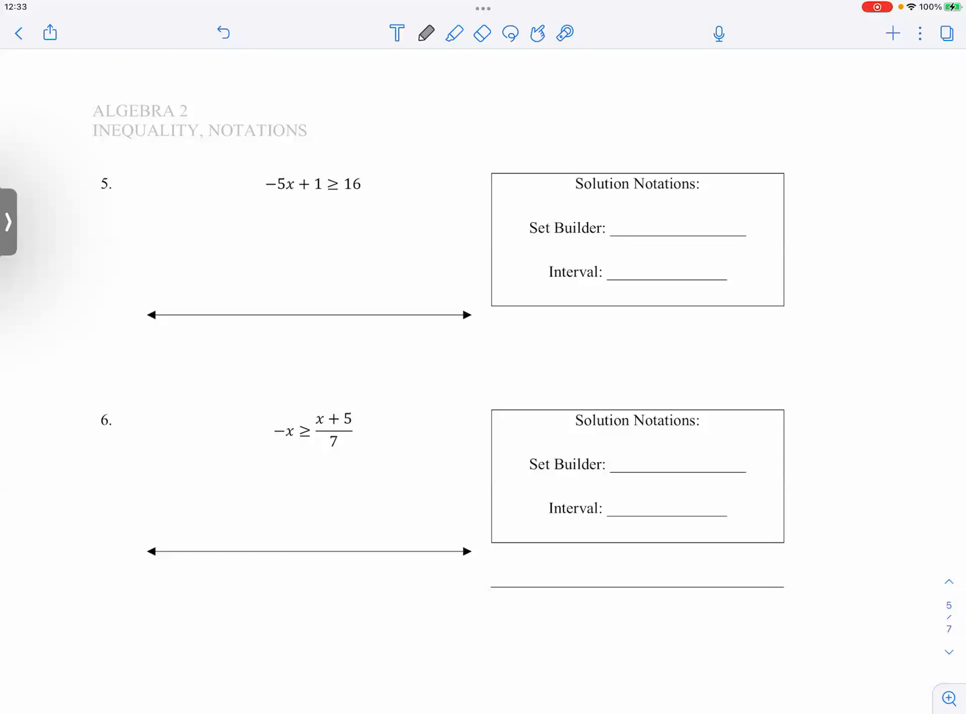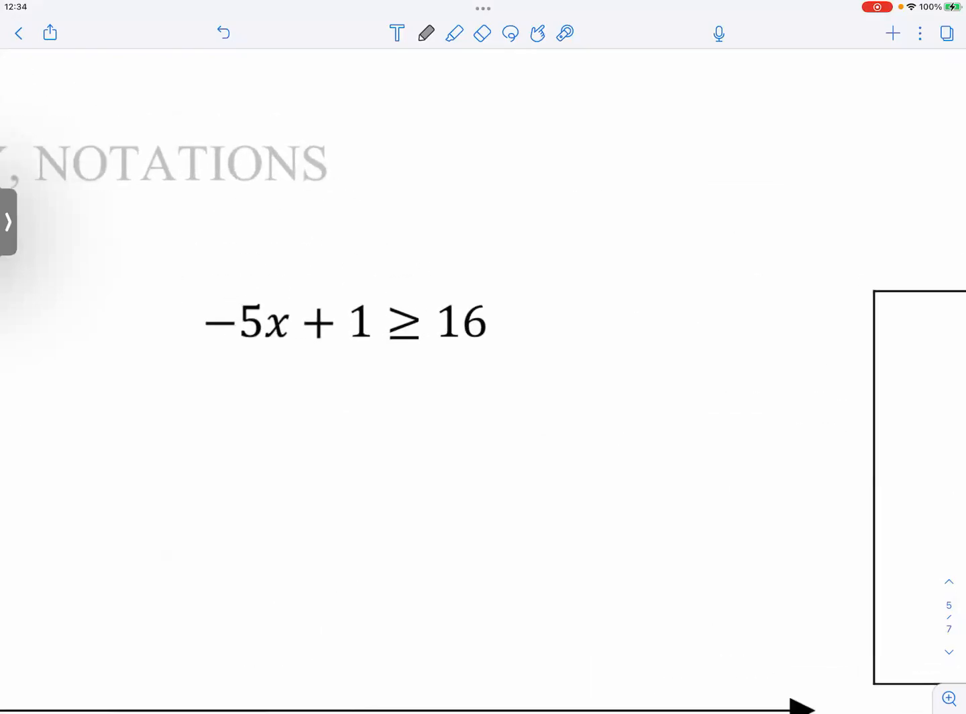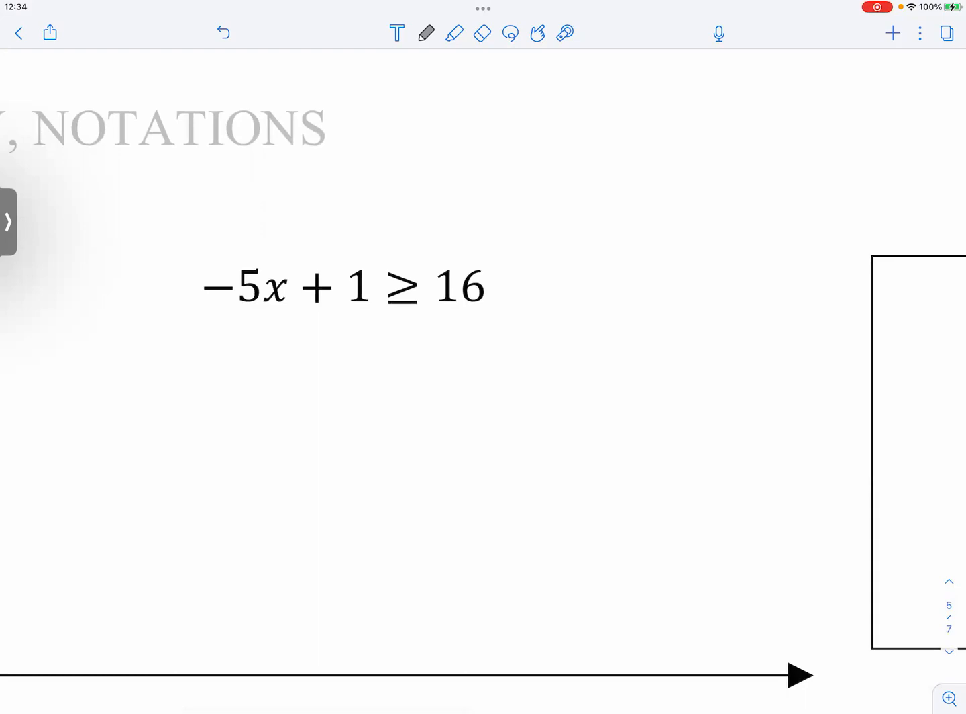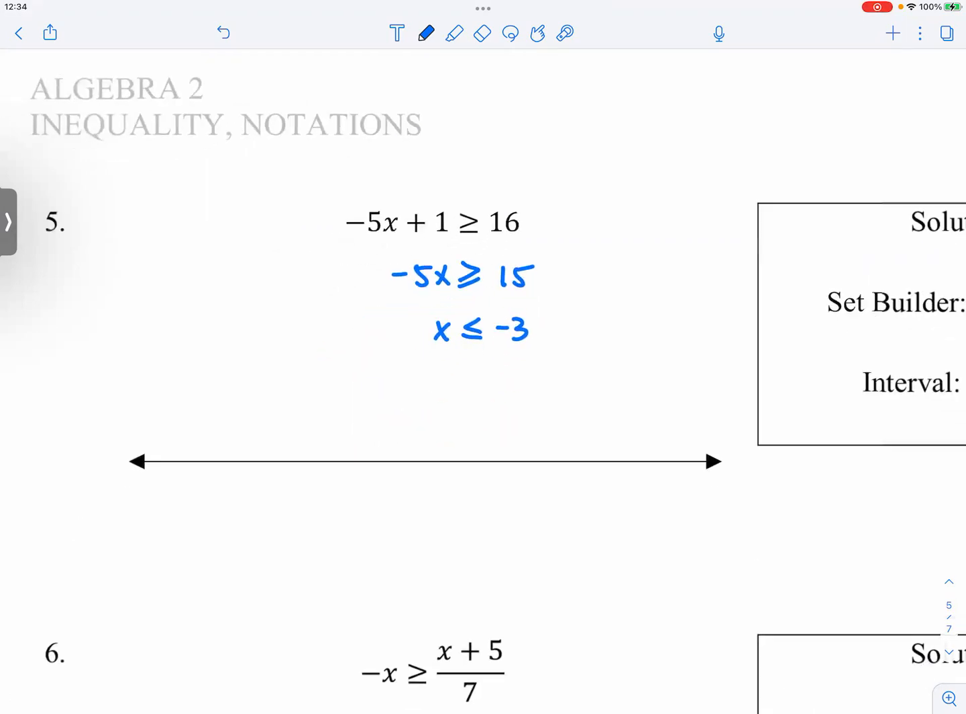So for number 5 and 6, they're both inequalities. So let's go ahead and take a look at number 5 for the moment. So let me go ahead and change my pen to blue. So I have negative 5x is greater than or equal to 15, and dividing negative 5 on both sides, I would get x is less than or equal to negative 3.